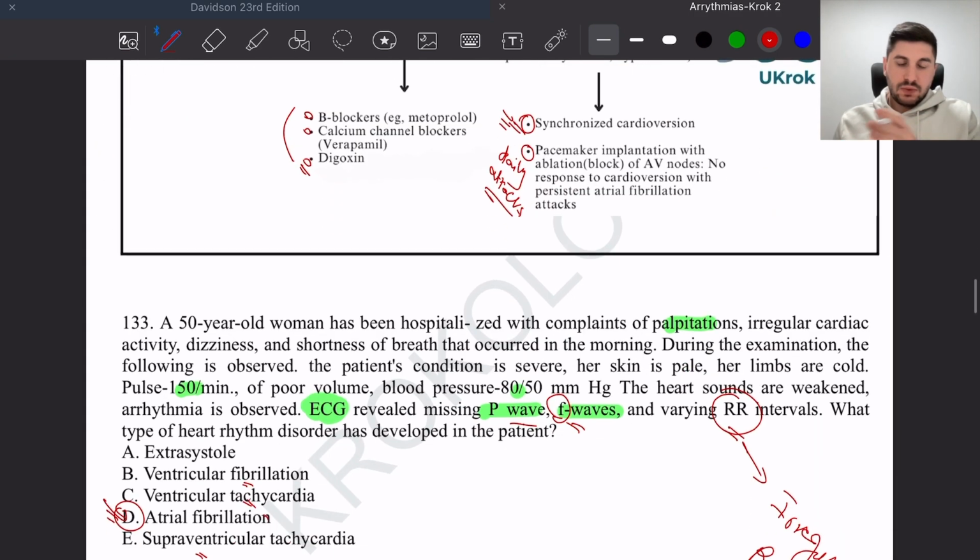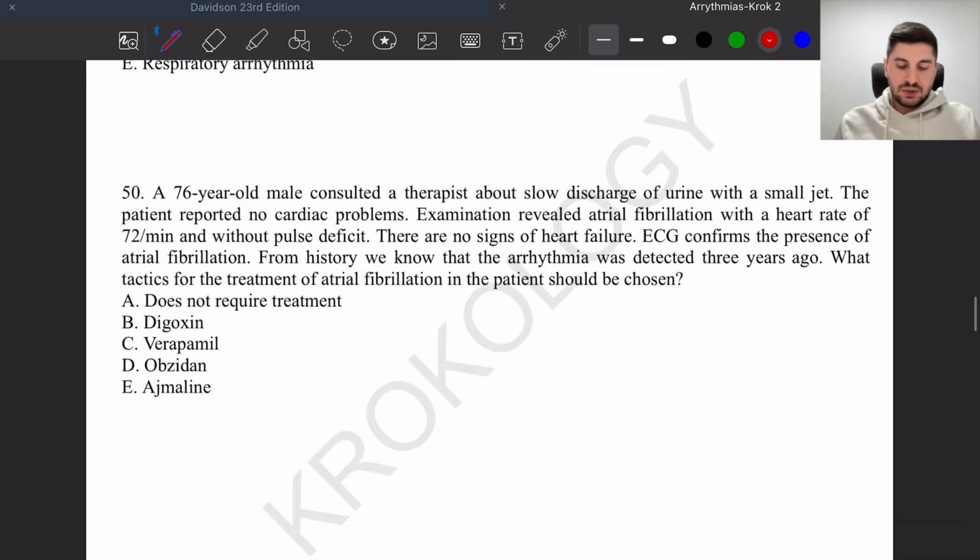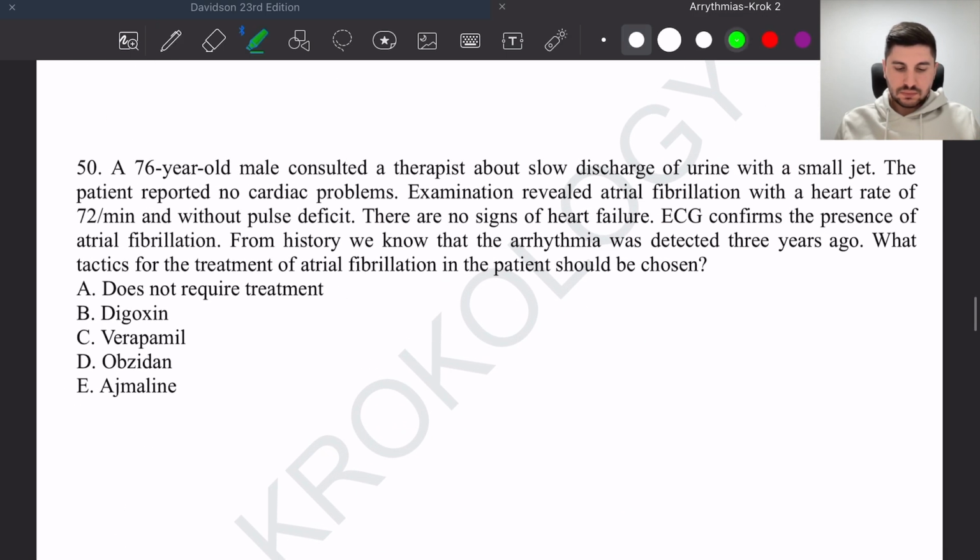For prevention of thromboembolism, we will speak about it now. Let's see some questions. This male consulted a therapist about slow discharge with a small jet. The patient reported no cardiac problems. We see atrial fibrillation with a heart rate of 72. There are no signs of heart failure. So the patient reported no cardiac problems, but examination revealed atrial fibrillation. So we discovered it by accident.